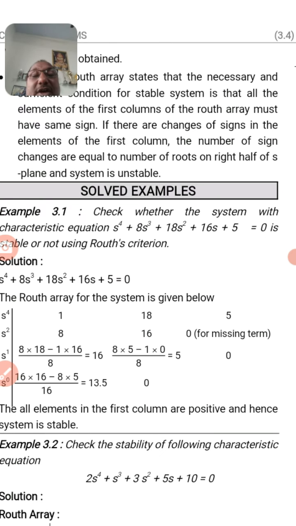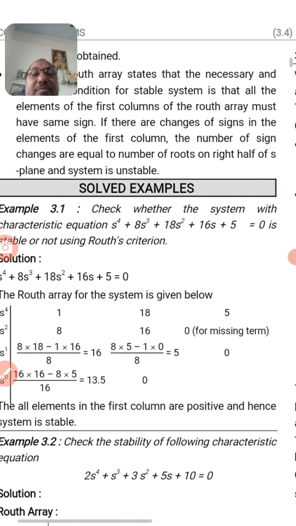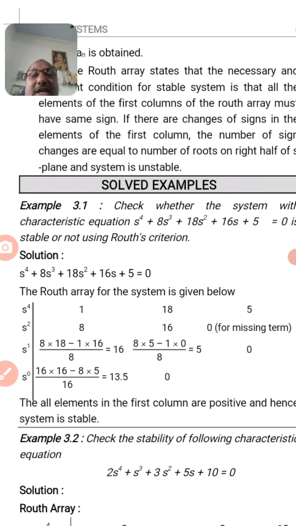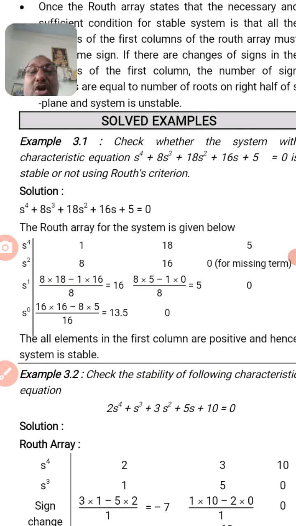We have studied how to check whether the system with this characteristic equation is stable or not. This example we studied in the last lecture. This is the denominator of the transfer function. Characteristic equation means the denominator of the transfer function, and we are trying to find the roots of this, and if the roots lie on the left hand side of the S plane, then that system becomes stable.